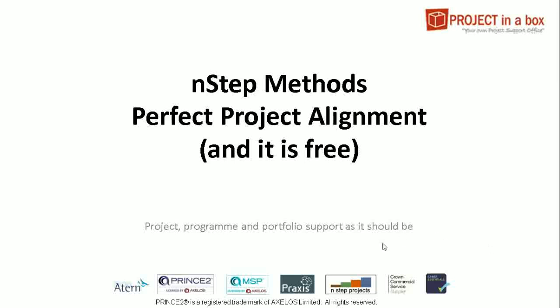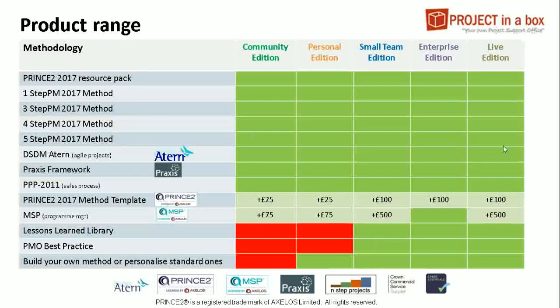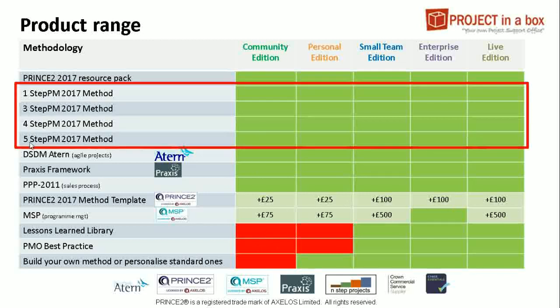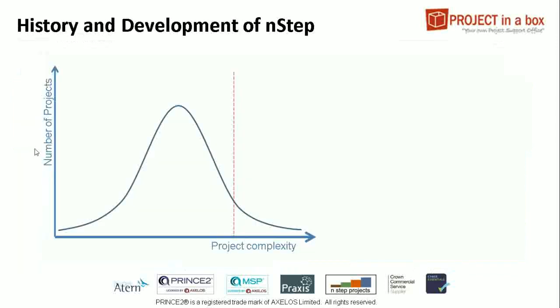So let's have a look at this, which is an indication of the type of methods we provide and the products and which ones are supported where. Green blocks tell you that it's supported, as they are here, across all of our versions. You might get some slightly different experience because the functionality is different in each of the editions. Some of them we don't provide because they're essentially multi-user, or we don't provide customization within Community Edition, and some of them are commercial add-ons. But we're going to be focusing here on 1, 3, 4 and 5 step, as they are known, the nStep methods. So let's just briefly review the development of nStep.